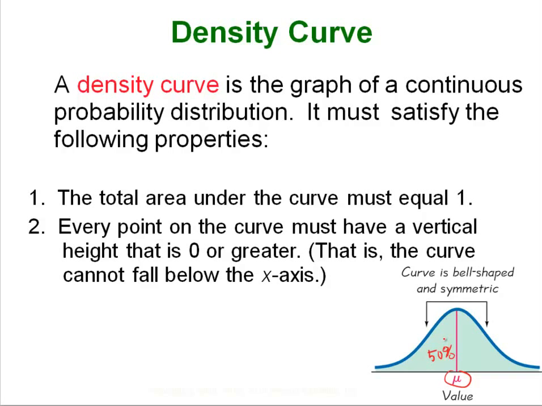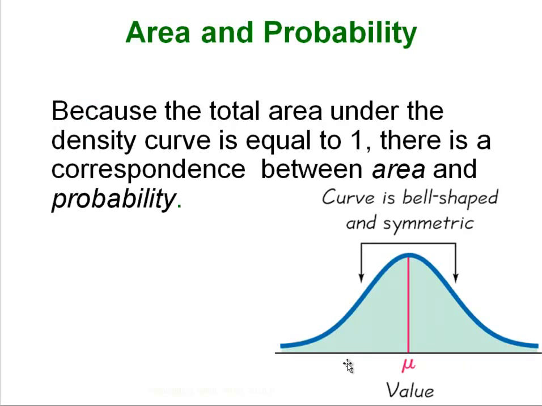Every point on the curve must have a vertical height that is 0 or greater. That just means that the curve is always above the x-axis, and you can see from the picture that that's what it looks like. And these tails on each side, even though they get really, really super close, they technically never touch. They go on forever, but they get so thin that the area does, in fact, end up having a bound. It has a limit, and its limit is 1. Because the total area under it is 1, we can very easily make this relationship between area under the curve and probability.